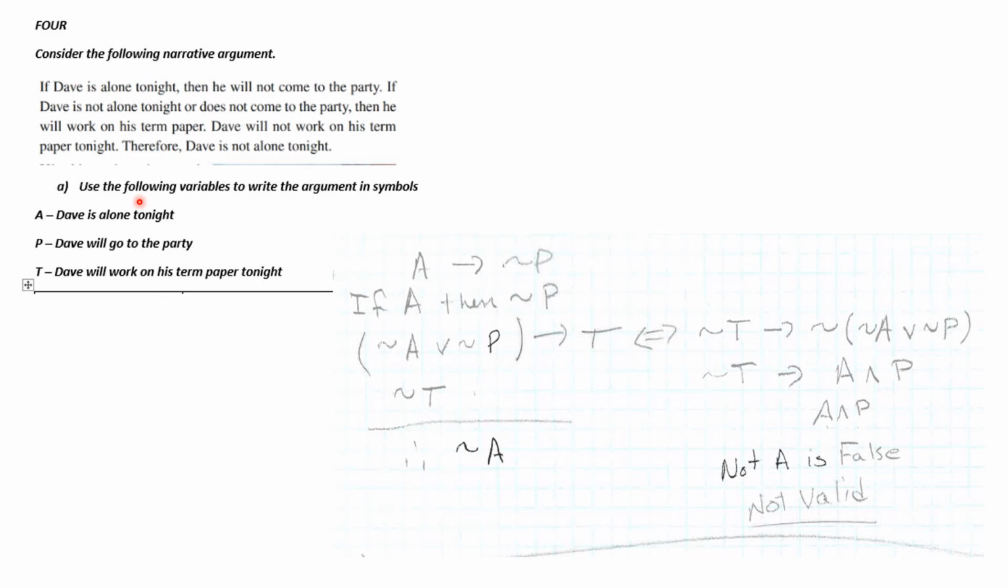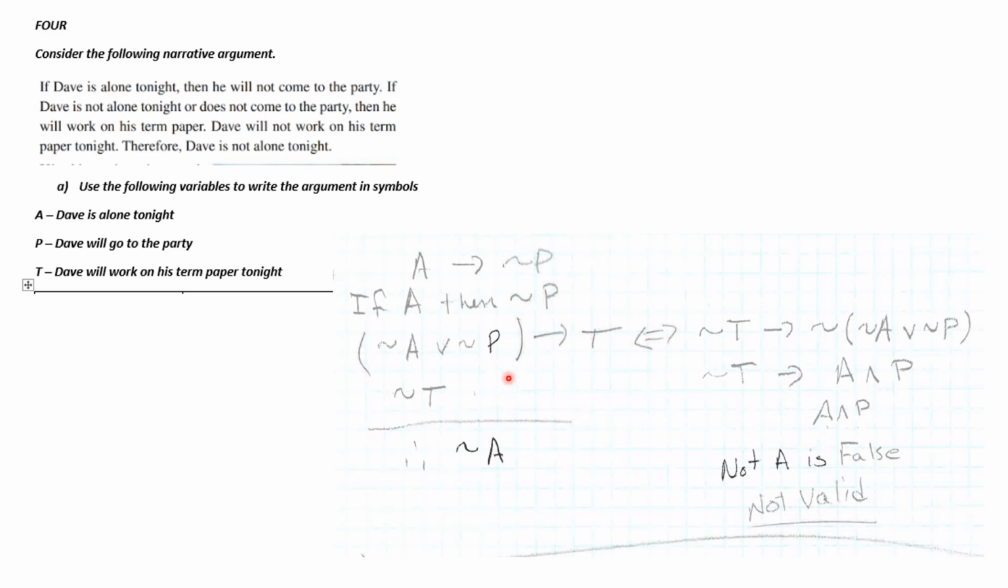I gave you an argument here. If Dave is alone tonight, he will not come to the party. If Dave is not alone tonight or does not come to the party, then he will work on his term paper. Dave will not work on his term paper tonight, therefore Dave is not alone tonight. So here is the translation. A implies not P. That's one statement. And then the next statement is not A or not P implies T. And then not T, therefore not A.